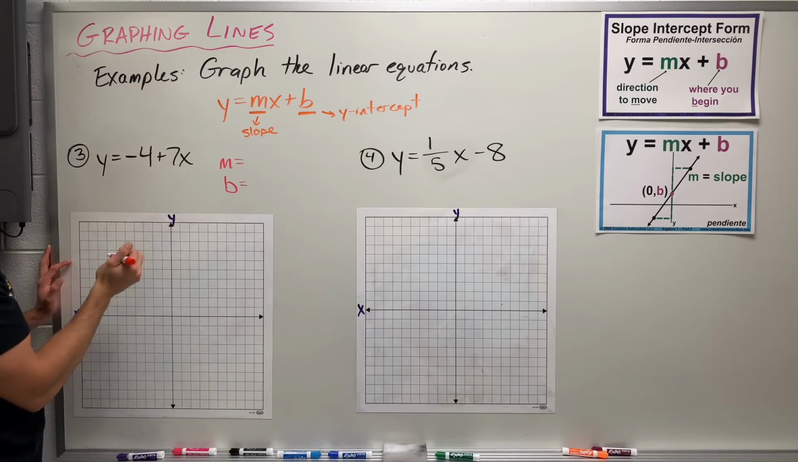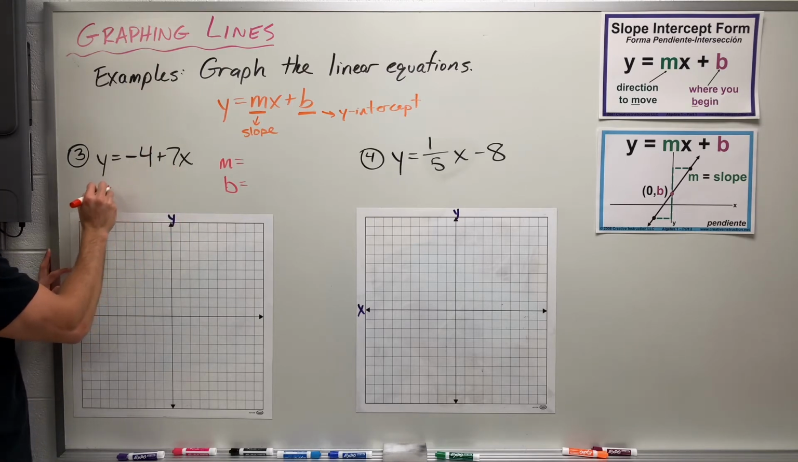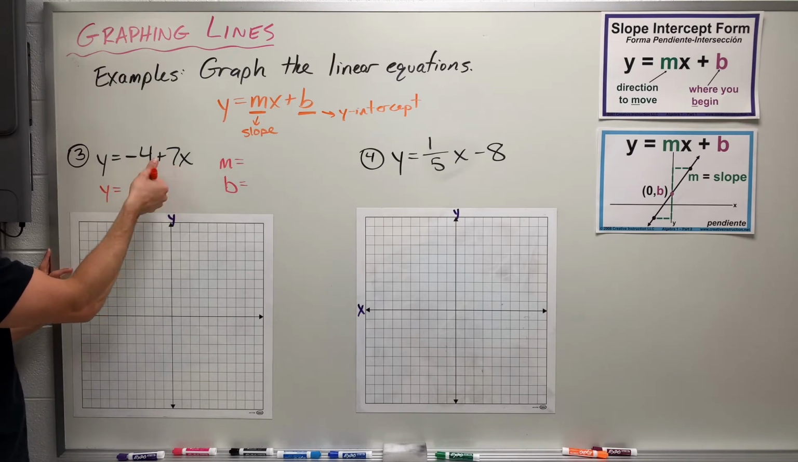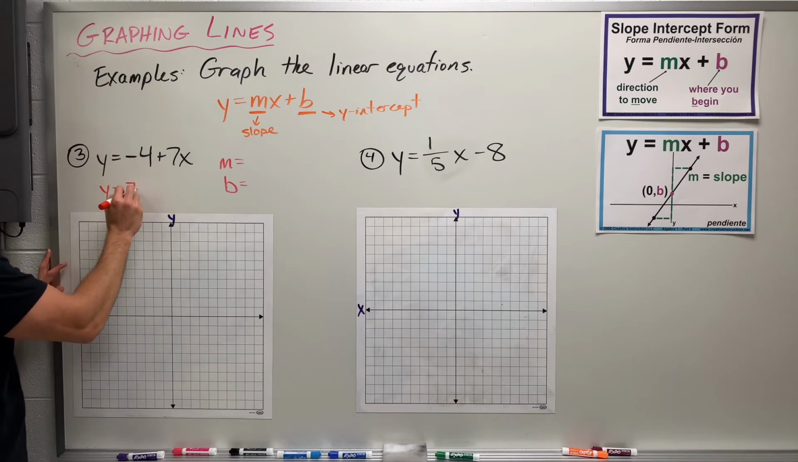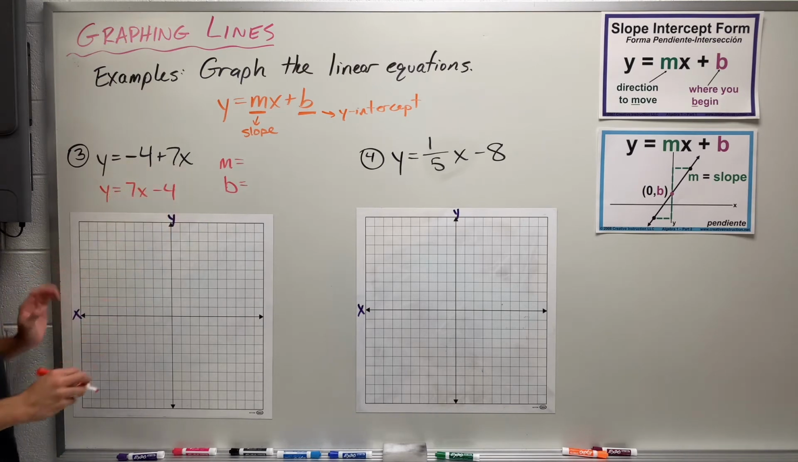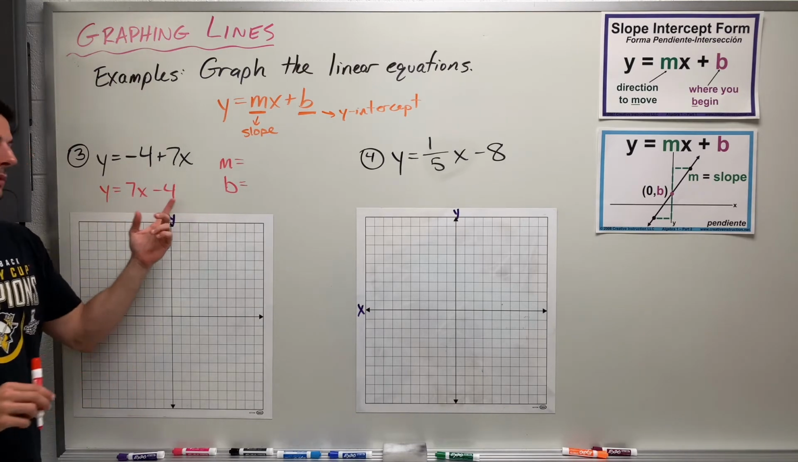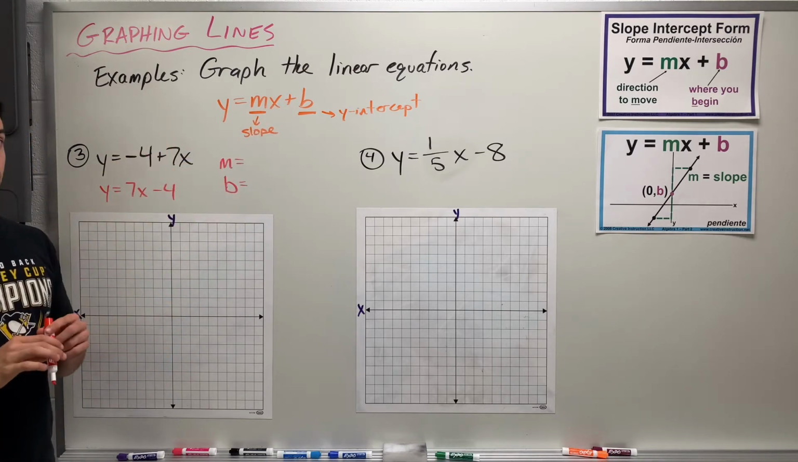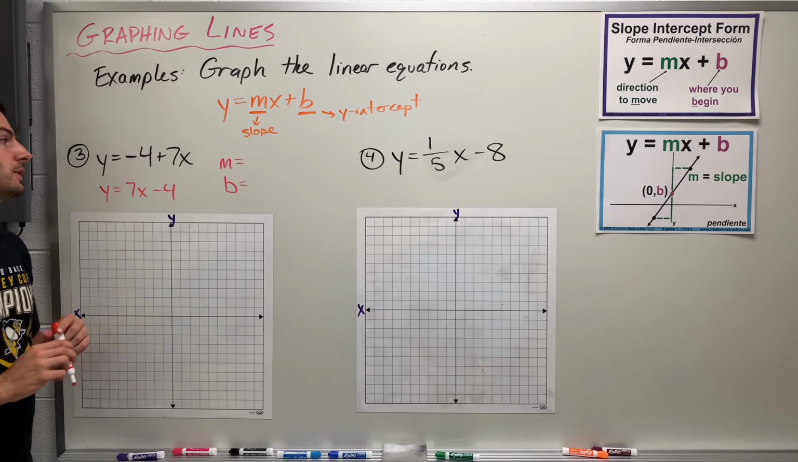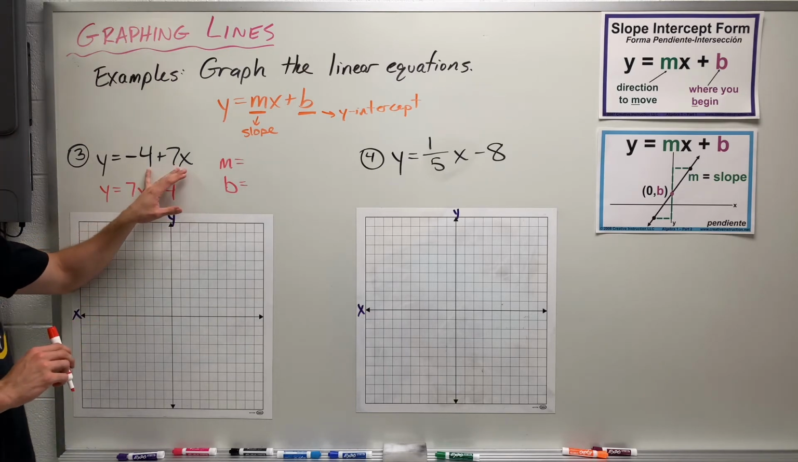And that happens sometimes, okay? What would be helpful is if I rewrote this, flipping them around, so that it's in y equals mx plus b form. So positive 7x minus 4 would be the mx plus b way, and in that right order, that'd be the way to write it. Okay, but yeah, if you're looking at this, don't be confused by that.